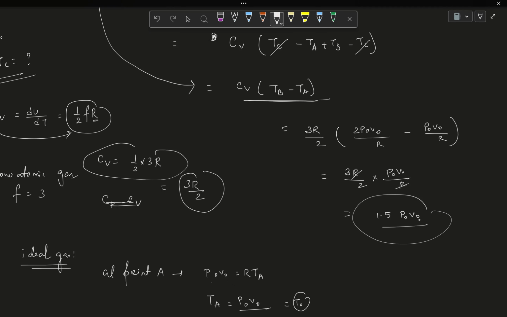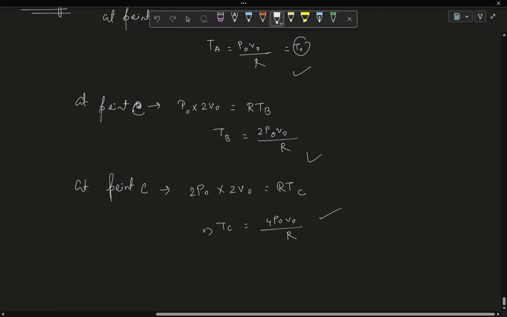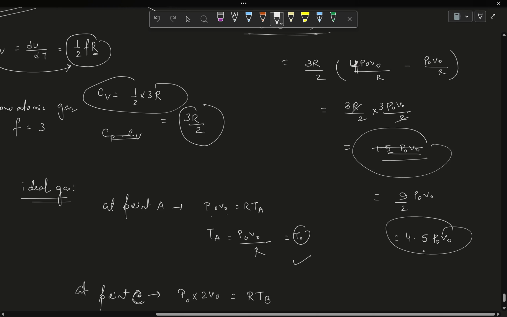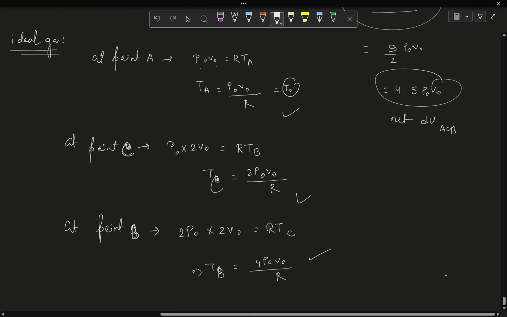So I think I have made some mistake. Let me check. TB minus TA. Oh, sorry. So I have just missed the B and C point. So this is point C and this is point B. My bad. Because this is now the TC, this is TB, this is TC. So TB is 4 P0 V0 by R, not 2. So this is 4. So then this is giving you 3 P0 V0, and you are having 9 by 2 P0 V0, which is like 4.5 P0 V0. This is your whole net delta U in the process ACB, or in, let's say, A to B.